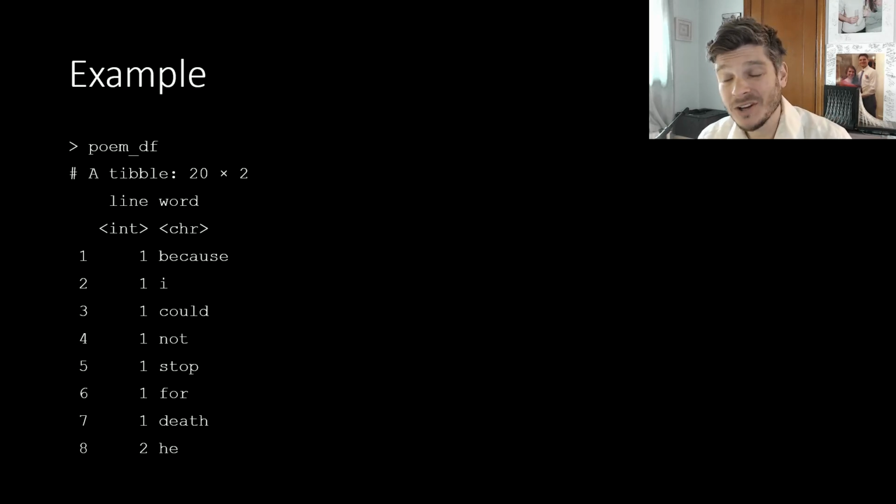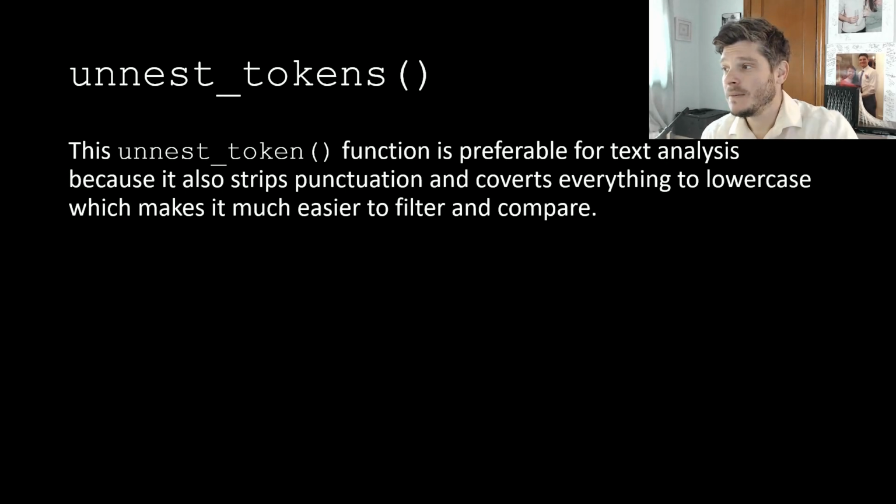Now, when you take a look at this, you might notice a few other really nice things that just happened when I used that unnest tokens format. Namely, it put everything in lowercase, and it removed the punctuation. I don't know if you noticed at the end of each of those lines, there was a hyphen. "Because I could not stop for death," hyphen, well, it removed the hyphen, and it made everything lowercase.